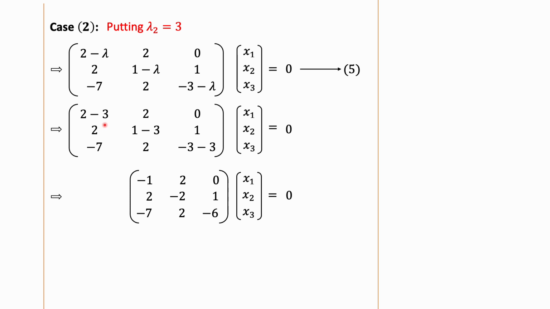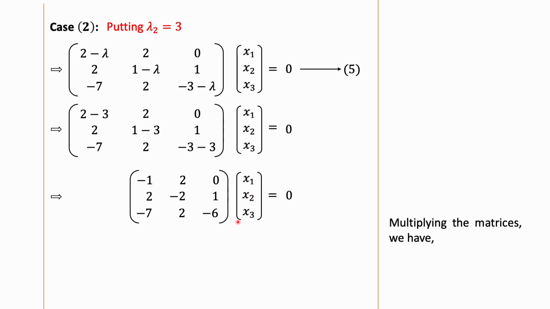This is equal to 2 minus 3, the first element of the first row. 2 minus 3 is equal to minus 1. The second element of the second row, 1 minus 3 is minus 2. The third element of the third row, minus 3 minus 3 is minus 6. Okay. So I have simplified it. Now this matrix into x equal to 0. Using this particular equation, I have to now proceed to find what is the value of x1, x2 and x3.